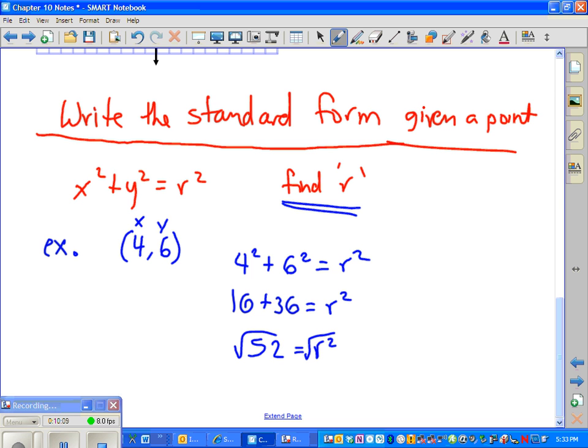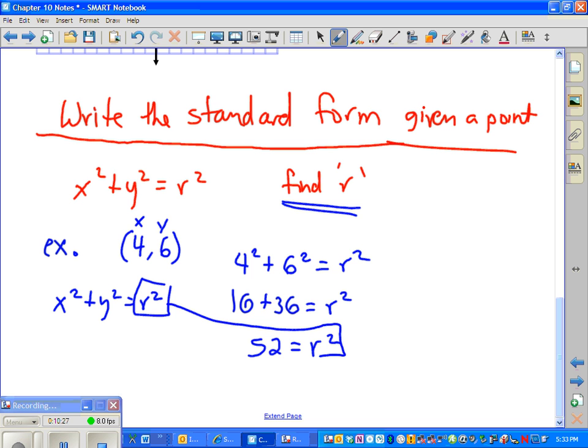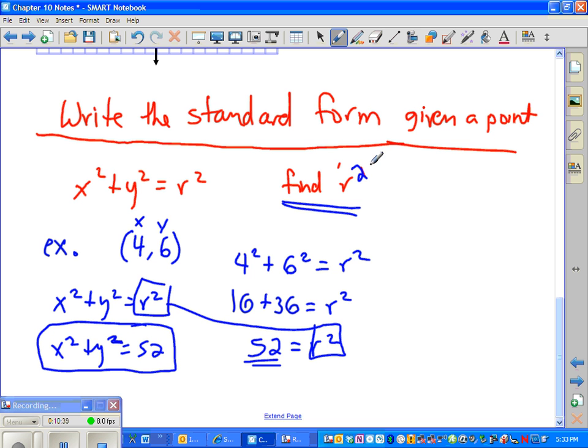When I square root both sides, I do this to get r. Now, do I want to square root both sides? No, but I was trying to show you this because people get in the habit of kind of working too much. Remember, it's x squared plus y squared equals r squared. So all I really care about is making sure that I know what r squared is, which I do, and it is 52. So this is x squared plus y squared equals 52. So I guess to write the standard form, we really need to know what r squared is, because that'll end up giving us all the info we need.